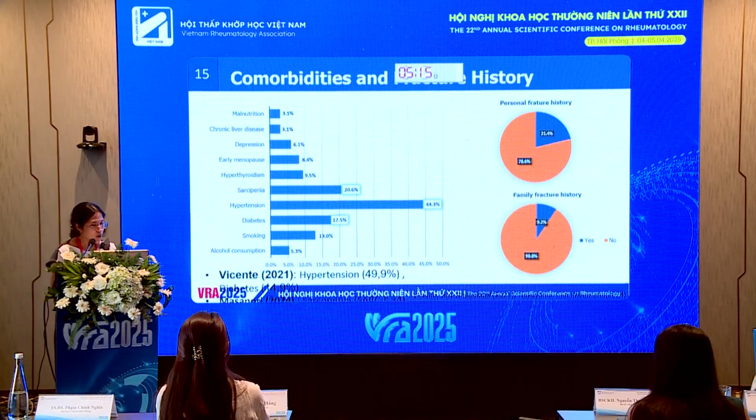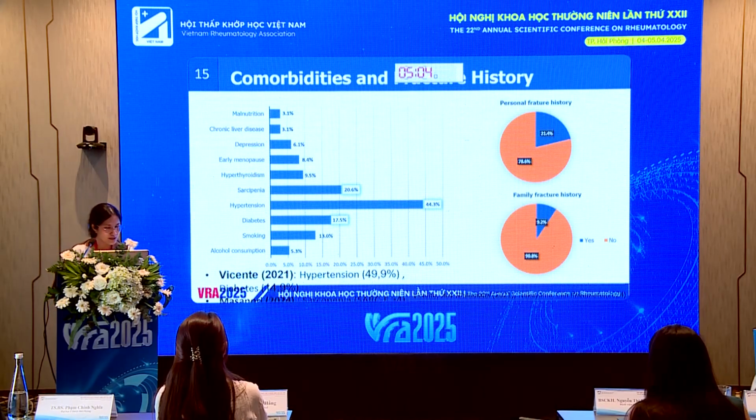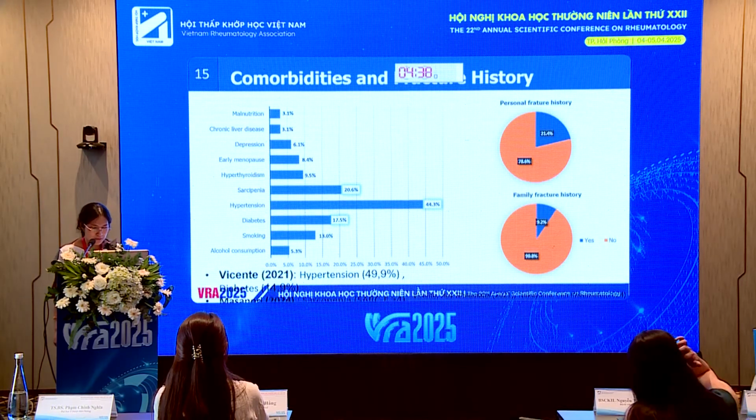And consider the comorbidity and fracture history. In this horizontal chart, we have some comorbidities, and the most prevalent are hypertension, which accounts for 44.3%, sarcopenia 20.6%, and diabetes 17.5%. This is comparable to other studies in the world. We also have 21% of patients with a personal fracture history, and 9.2% with a family history of fracture.